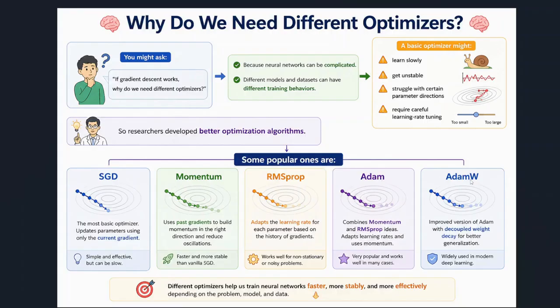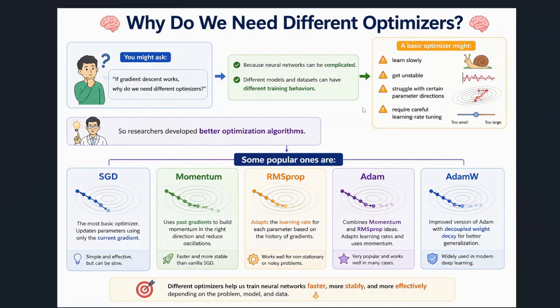Next is your AdamW. It is an improved version of Adam with decoupled weight decay for better generalization. So it is widely used in modern deep learning. So this is all about optimizers in theory.